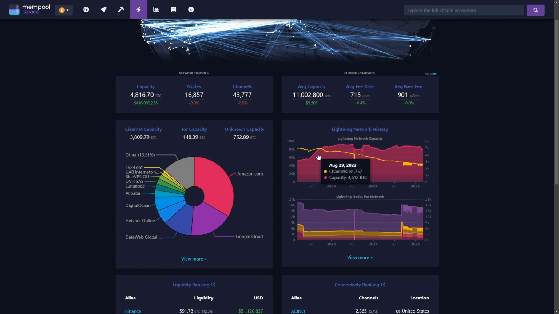And here you can see the entire history of liquidity on the Lightning Network. It's been relatively flat for the last 3 years or so. Overall liquidity has been roughly the same. Channels have been going down, mostly because people have consolidated their channels into larger channels. You don't want small channels on Lightning, but like I said, I'll go through that in a different video.